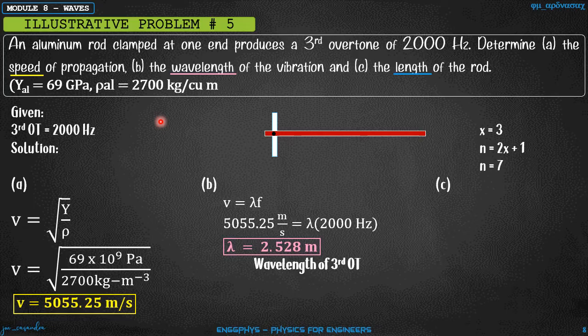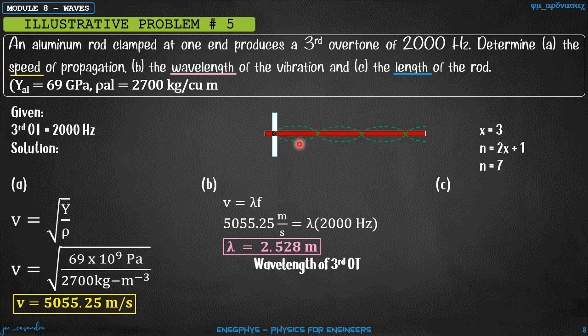And for a rod clamped at one end, we have a fundamental frequency pattern like this, which is 1/4 of the wavelength. Okay? So it is the 7th harmonic. So that means I need 7 of these fundamental patterns. So I will have here 1, 2, 3, 4, 5, 6, 7. Okay? So that is my wave pattern for the third overtone.